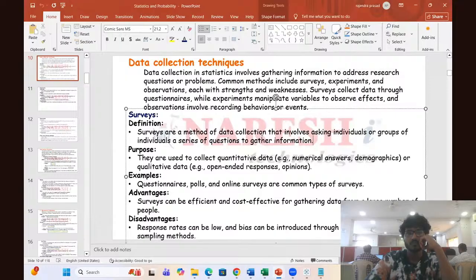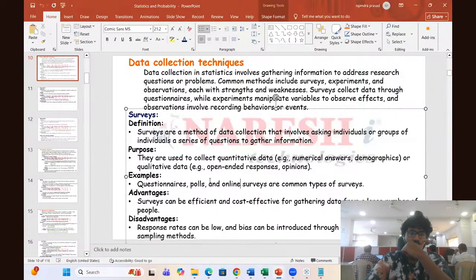So the purpose of collecting data using a survey: surveys are used to collect quantitative data, for example numerical answers and demographics, or qualitative data. Examples of collecting data using surveys are questionnaires or polls, like user polls.